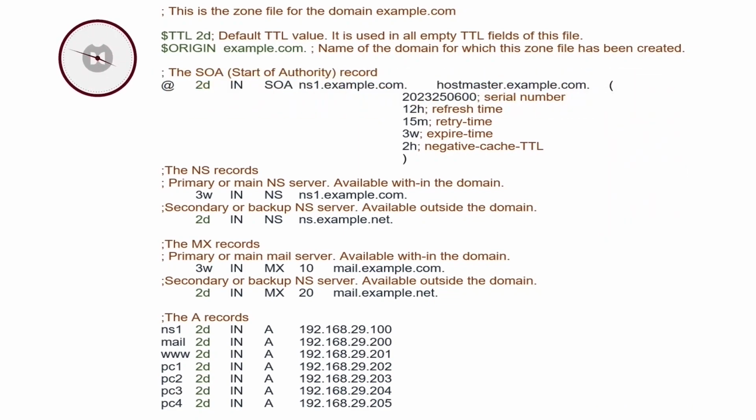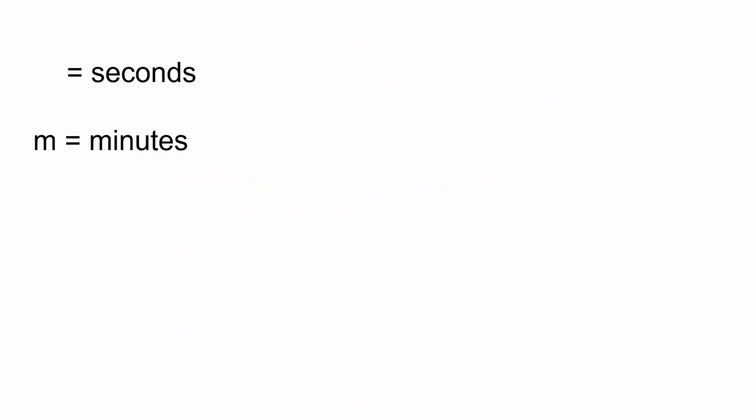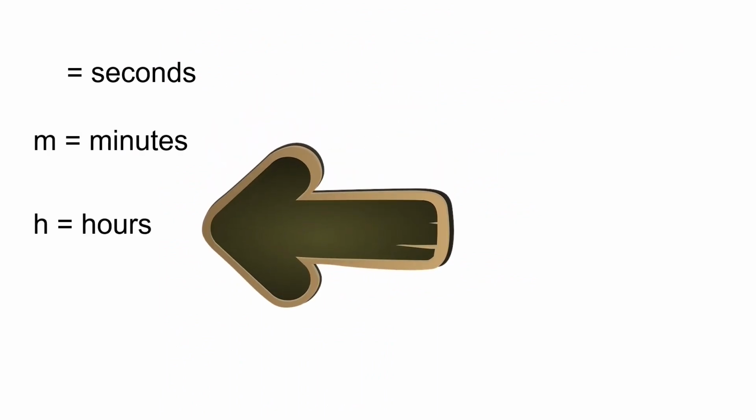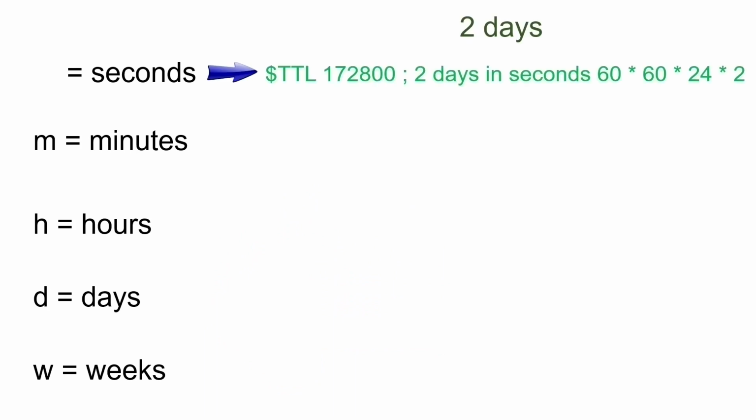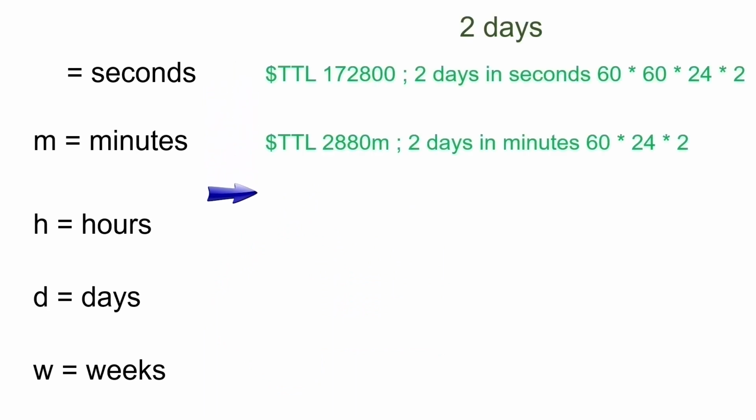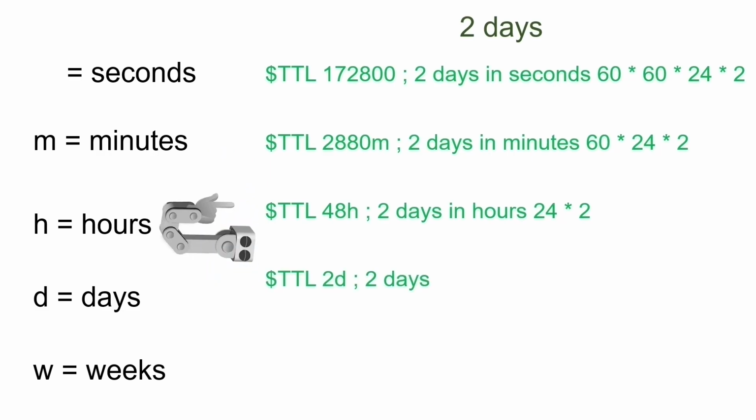By default, this directive accepts value in seconds. If you want to specify the time in other formats, you need to use related keywords. These keywords are M for minutes, H for hours, D for days, and W for weeks. The following examples set this directive's value to 2 days in different formats. You can use whatever format you like.